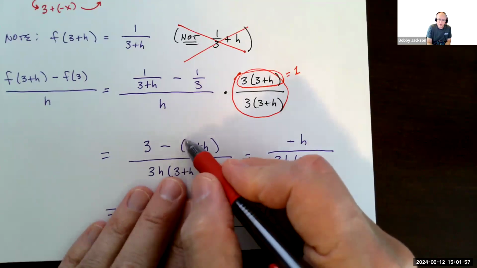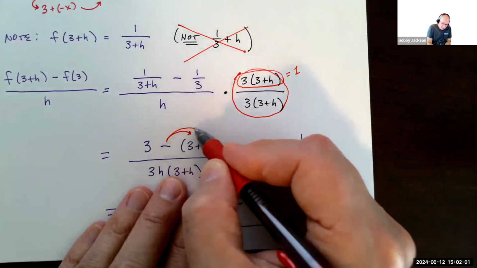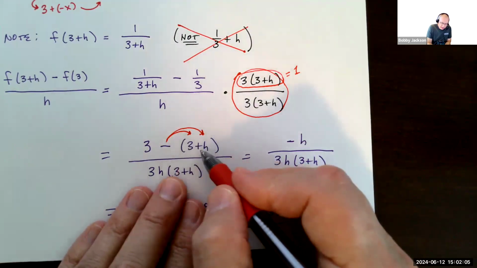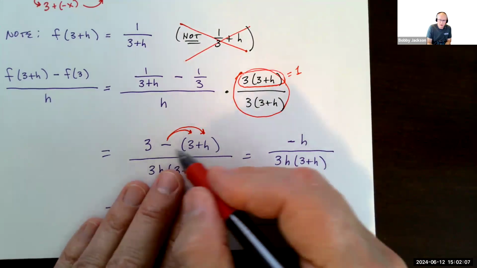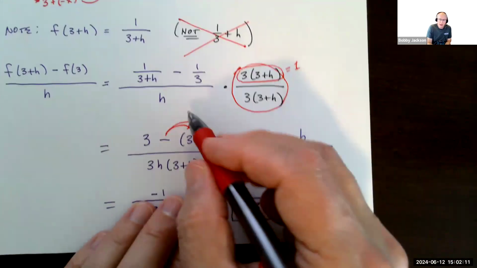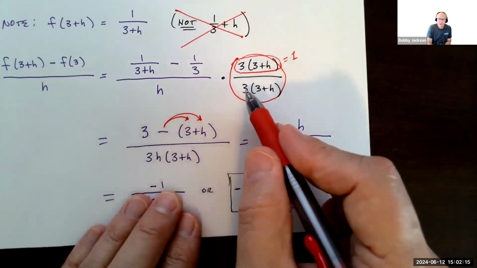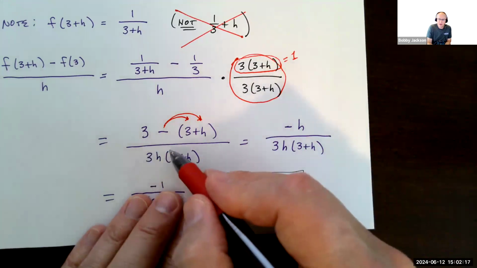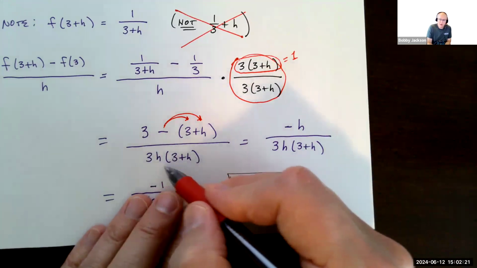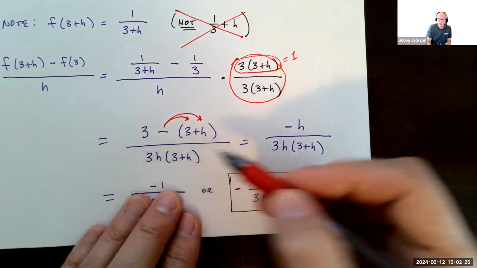But be careful, put that in parentheses, because this minus sign is going to come through, right, and be distributed. So it's going to be -3 minus h, right? So 3 minus 3 minus h simplifies down to just minus h. In the bottom, don't do anything other than keep it factored. H times 3 is 3h times the quantity 3 plus h. You could distribute the 3h through, but I would not do that. It's factored. Leave it alone, right?